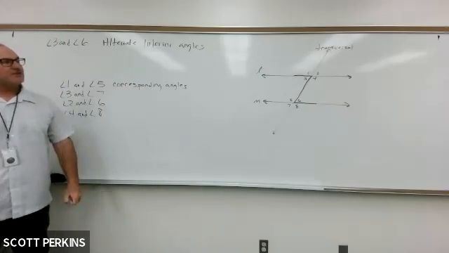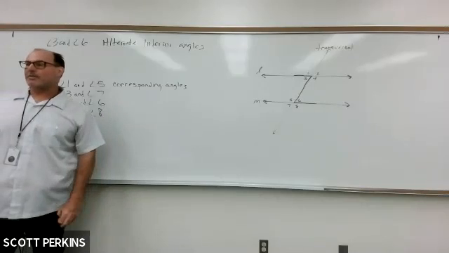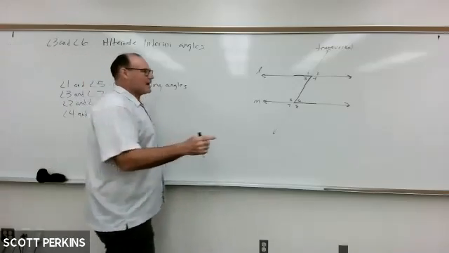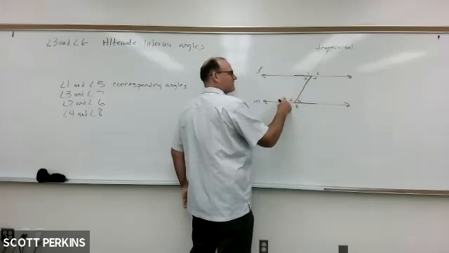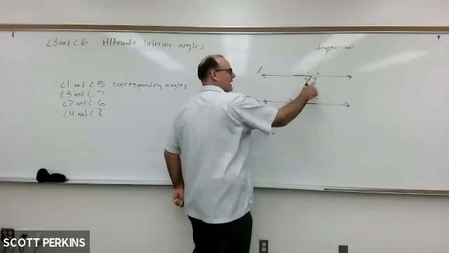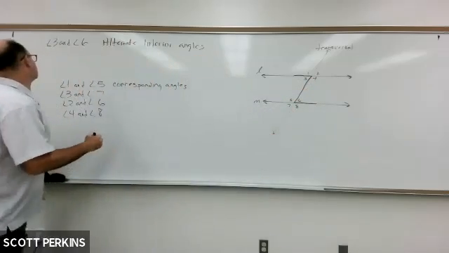There's another pair of alternate interior angles. What are those? Yep, 4 and 5. They swap sides of the transversal. They're on alternate sides of the transversal, and they're on the inside of the parallel lines. That's why they're called alternate interior angles.